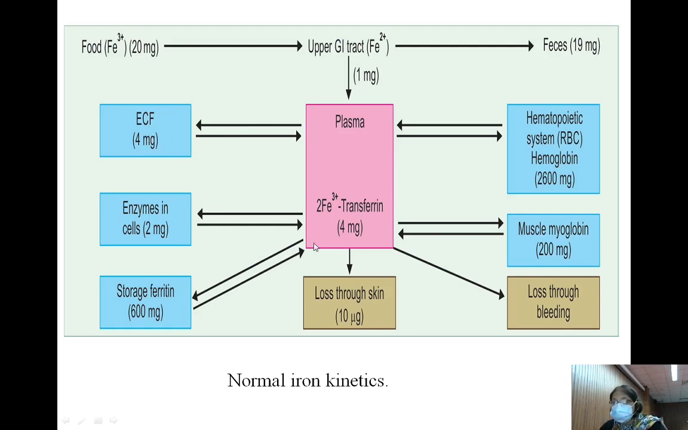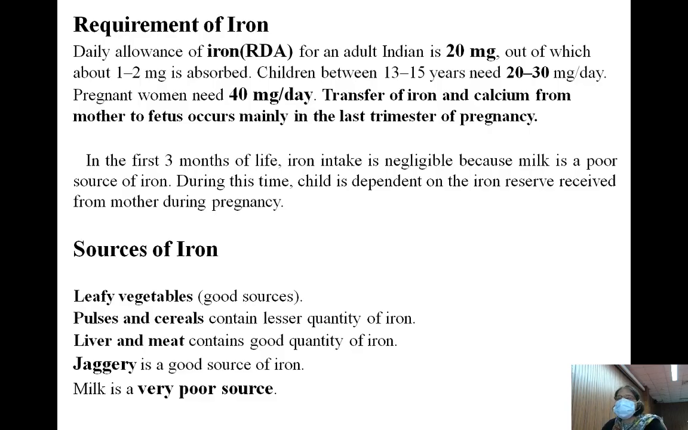Excess iron can be stored as ferritin, about 600 mg. Now, the requirement of iron. The daily allowance of iron for an adult Indian is 20 mg, out of which about 1 to 2 milligram is absorbed. Children between 13 to 15 years need 20 to 30 milligram per day. Requirements are high. Pregnant women, the need is high, 40 milligram per day.